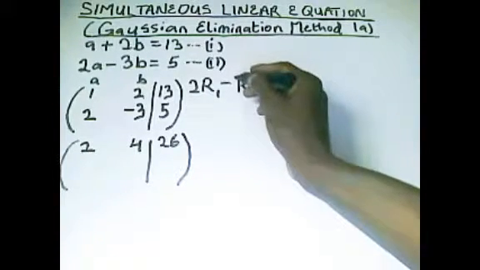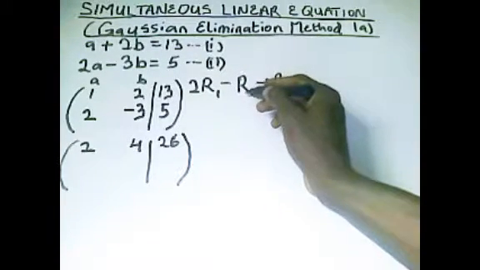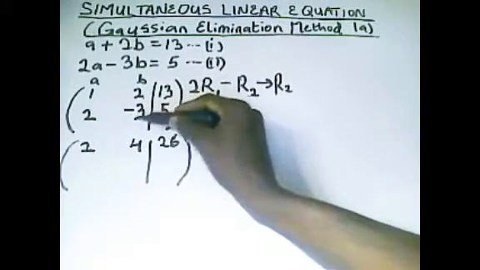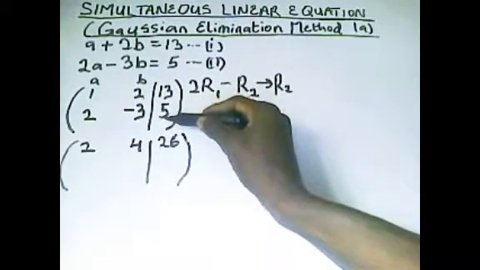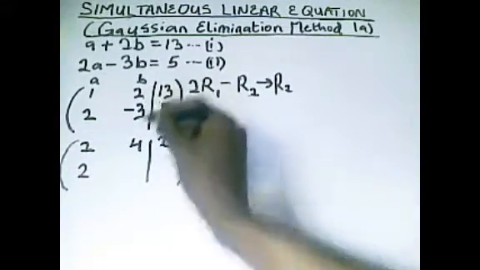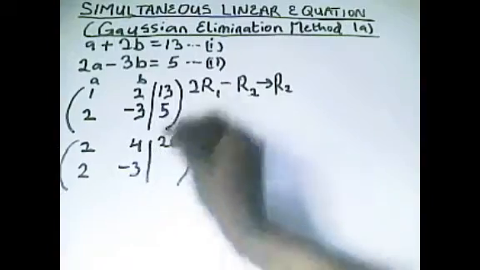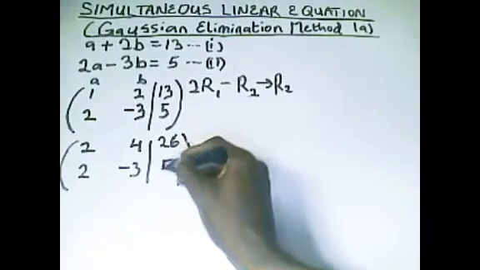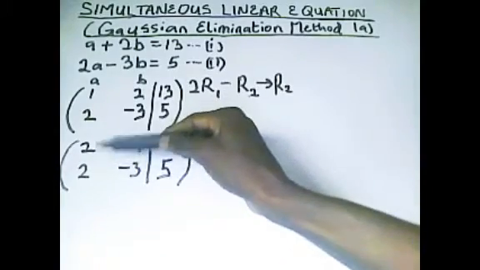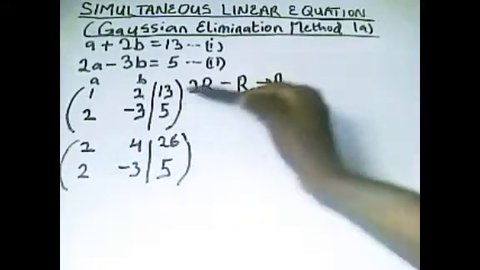Now in the second row here we have an invisible 1 multiplying into the elements in the second row. The elements in the second row are 2, minus 3, and 5. So 1 times 2 will give us 2, 1 times minus 3 will give us minus 3, and 1 times 5 will give us 5. So you can see now that we are going towards eliminating this by subtracting it using what we have here.